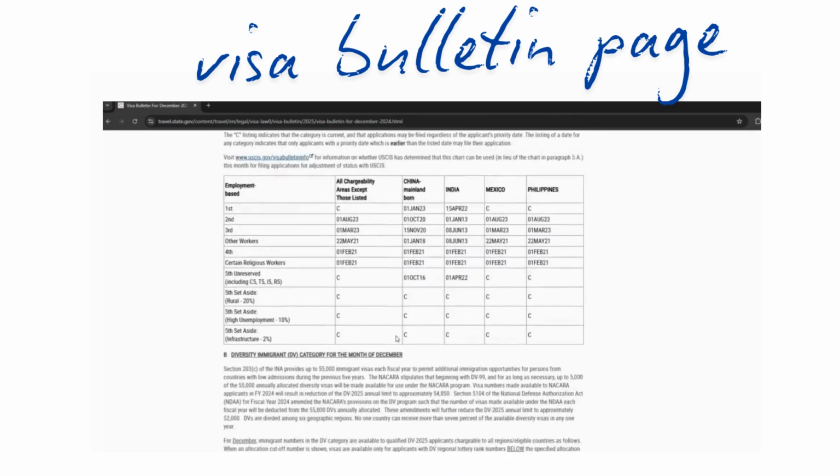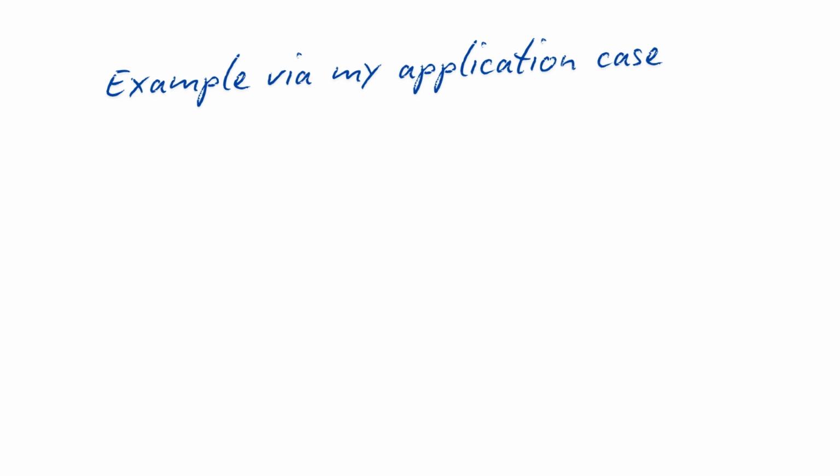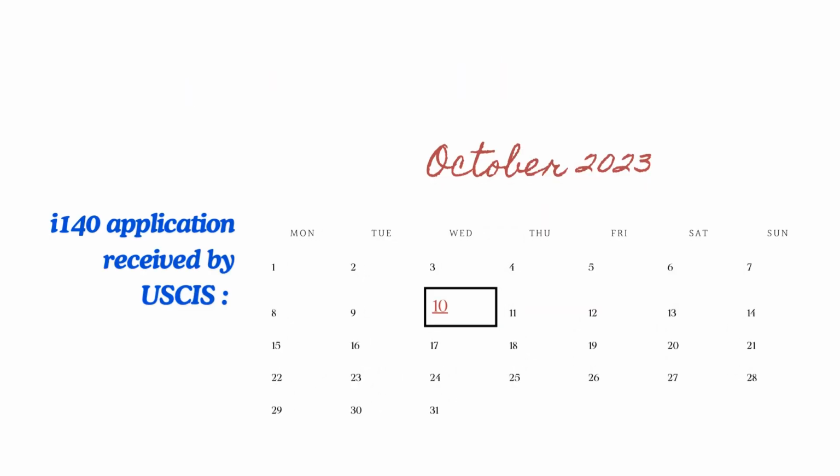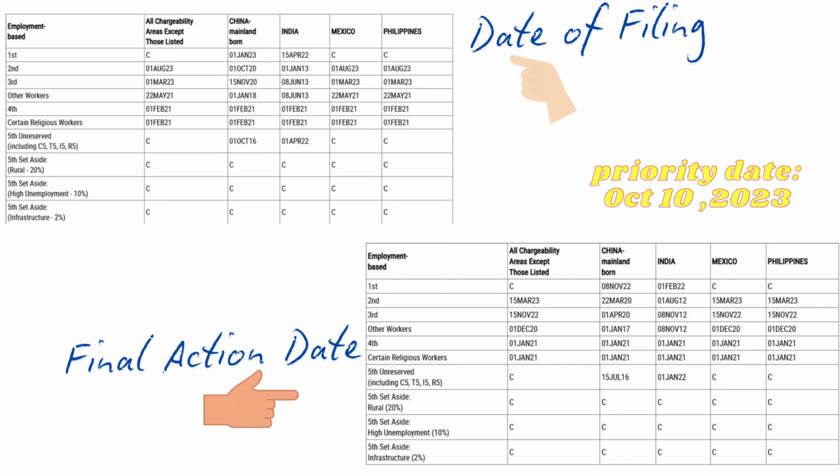Okay, now I am going to use my personal example to tell you how the dates work. So I sent my I-140 application and it was received by USCIS on October 10th of 2023. So 10th October 2023 is my priority date. So please be careful on this date, 10th October of 2023. So like I said before, there are two different charts, date of filing and final action date charts. Okay, they both look similar, but they are not exactly the same.